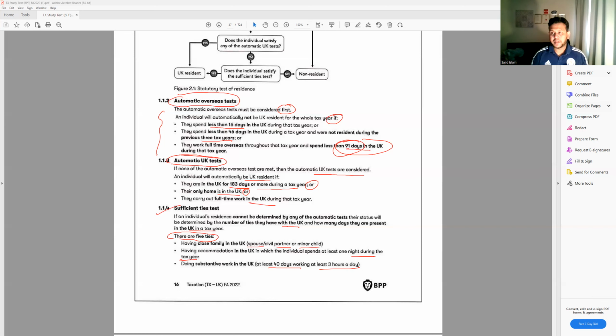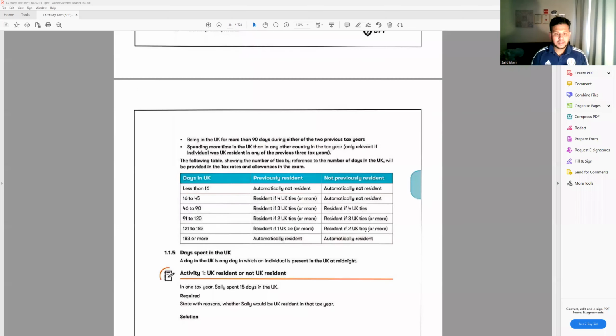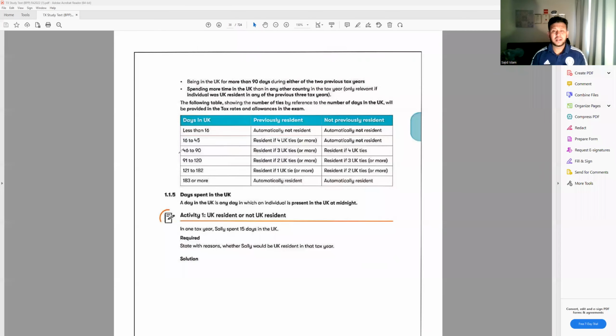So move to the next page. The next one we have here, tie number 4, being in the UK for more than 90 days during either of the previous 2 tax years. So in either of the previous 2 tax years, he lived in the UK at least 90 days. So that's tie number 4.